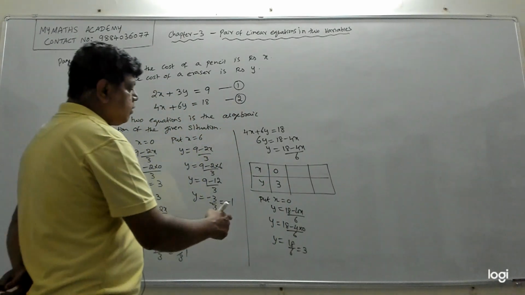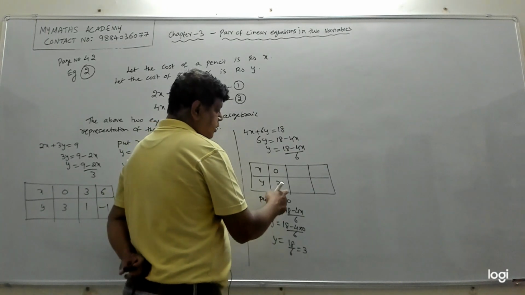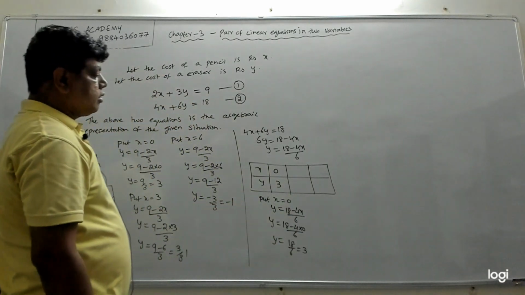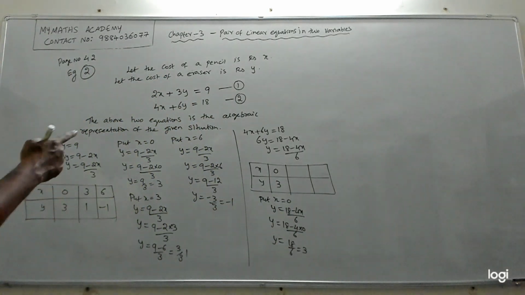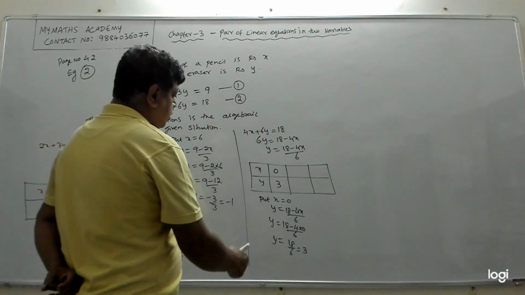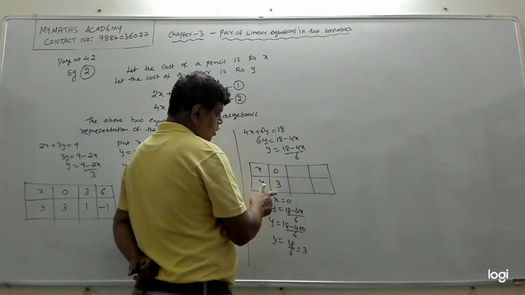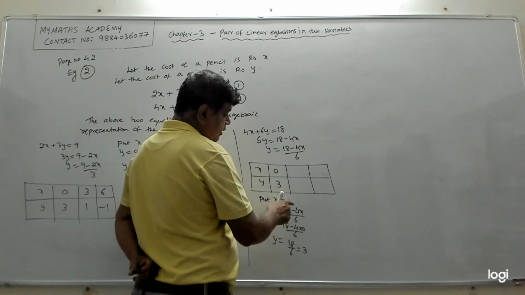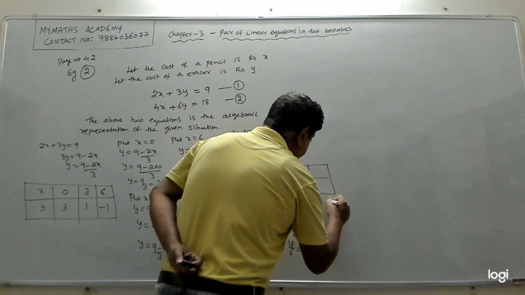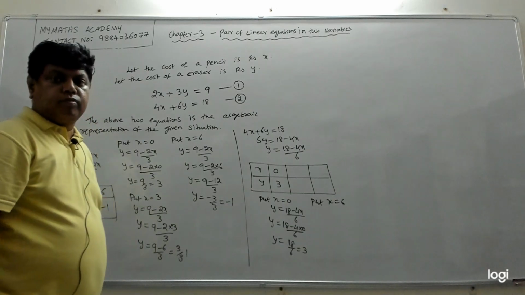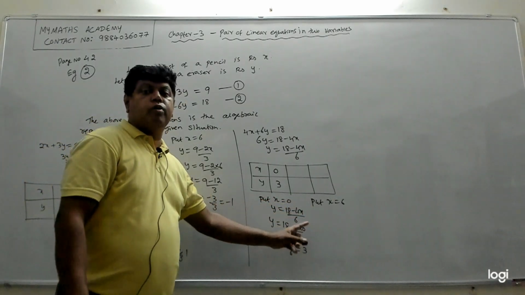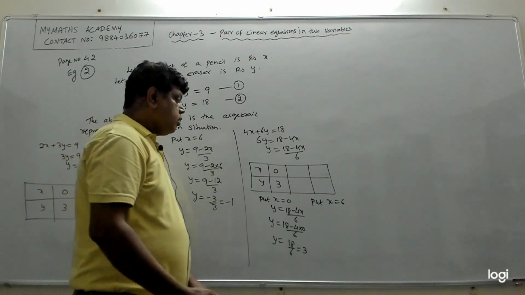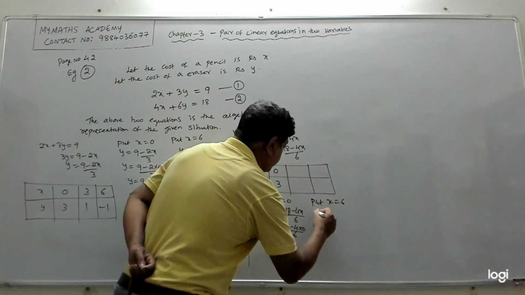Now next value what we will put? The next value for x, you have to see the denominator. What is the denominator? 6, right? You take whatever value you have put recently and add the denominator to that. 0 plus 6 is 6. Then put x is equal to 6. That is how we guess the next value. You can also put x is equal to 1, but you will get into fraction. If you put x is equal to 2 also, you may get into fraction. 3 also will give you fraction.